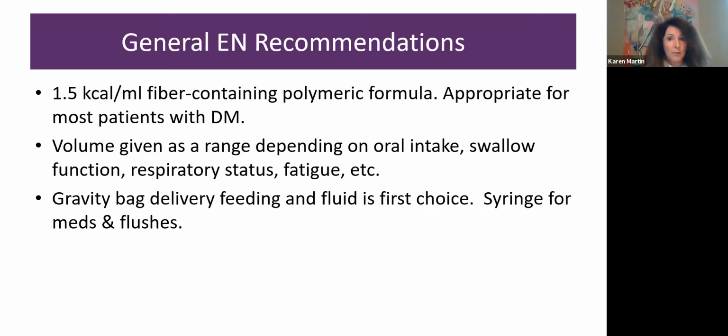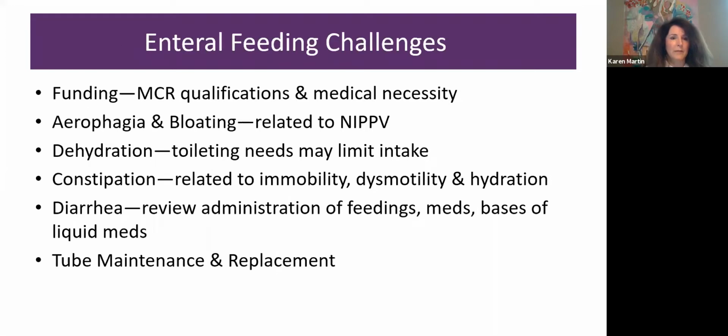You flush it with water before, you let it go in over 20 minutes while you're watching TV, reading a book or whatever. And then once you're through, you disconnect, you flush the tube, and you go about your day. So I like to use the gravity bag system as the first choice for our families.